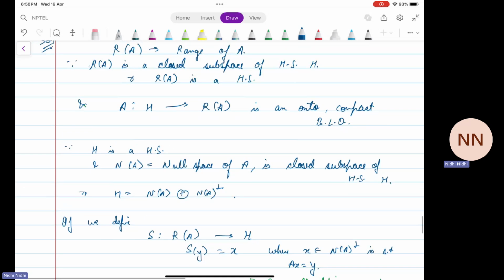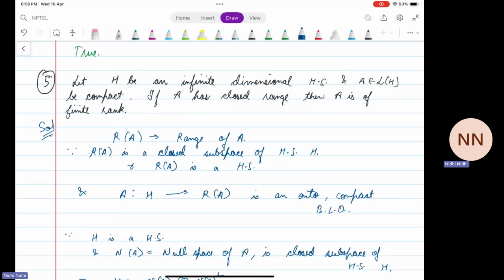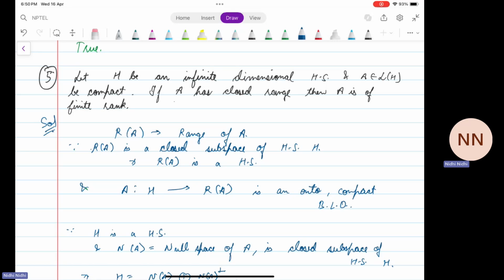So what we needed to show, our main concern, was to see whether the rank of A is finite or not.